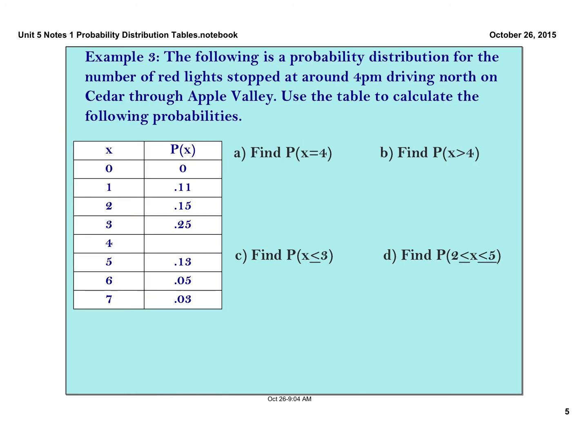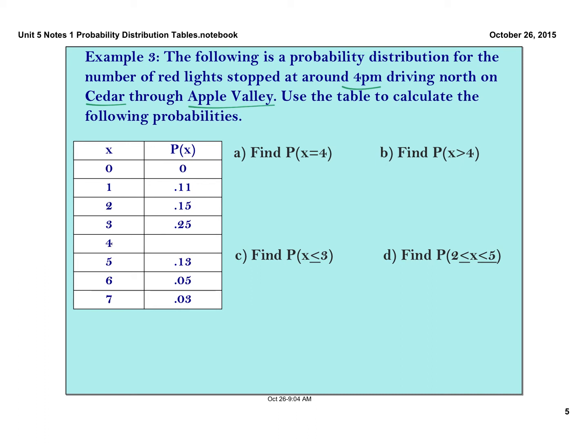Let's take a look at number 3. In number 3, it says that we have a new probability distribution of the number of red lights stopped at around 4 p.m. driving north on Cedar through Apple Valley. We've all made that drive before. There's a lot of stoplights that go up Cedar before Cedar turns into a highway. So it says use the table to calculate the following probabilities.